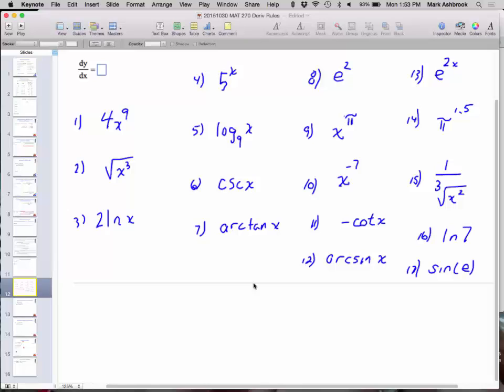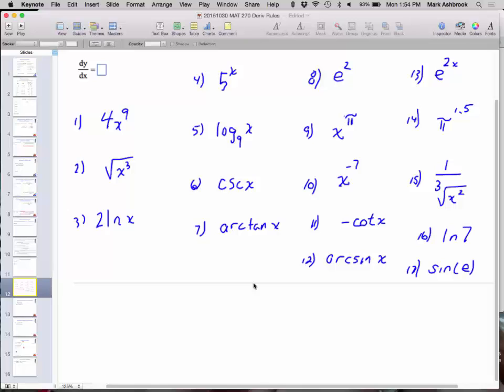Oh, no chain rule on these. There's no chain, product, or quotient rule, okay? These can all be done with just the basic rules and the power rule. That means for some of them you're going to have to change it first so that you can use just the plain old power rule. Don't use chain rule on any of these.